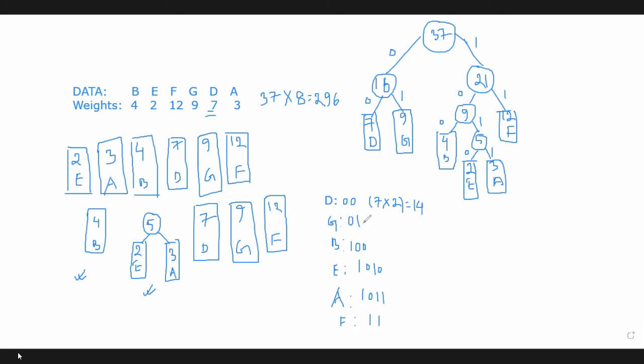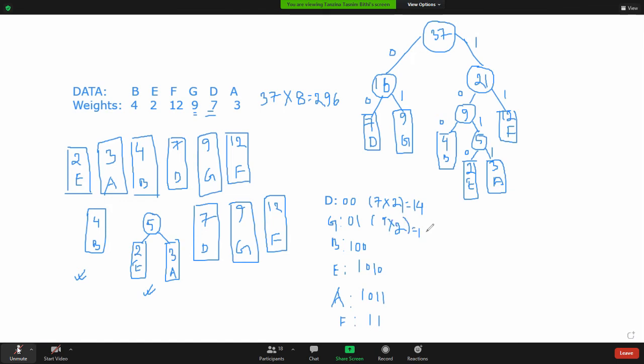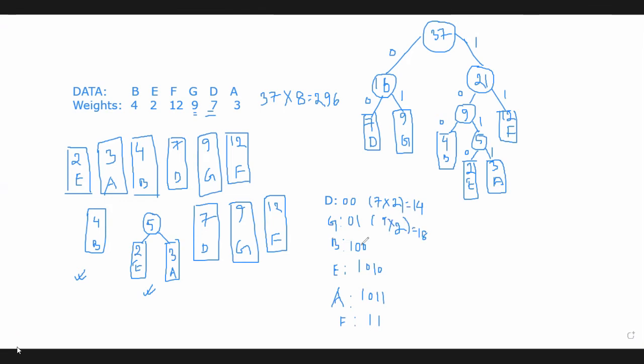And for G, the bit length is 2 because its path length was 2. So we need 2 bits for sending 1 G. What is the weight of G? 9. For sending 9 G, how many bits do we need? 9 into 2 equals 18. What about the next character B? For sending 1 B, we need 3 bits. And how many Bs are there? 4 B. So 4 into 3 equals 12. We need a total of 12 bits for sending 4 Bs.